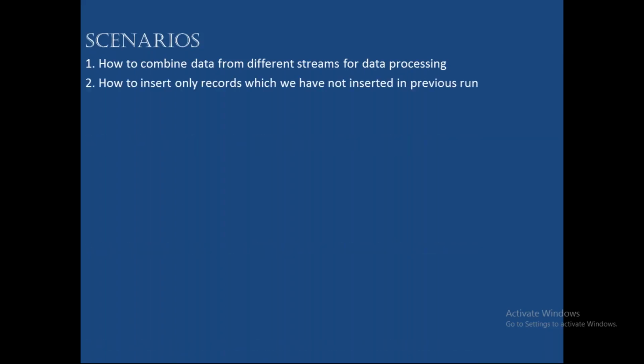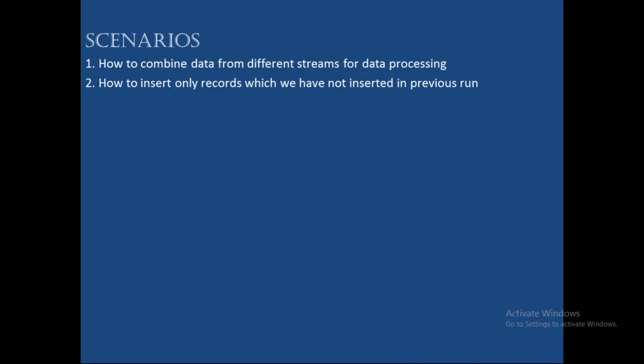Next, how to insert only records which we have not inserted in the previous run. In the previous run I had 100 records, but I just inserted 40 records. I need to insert 60 more records this time. I don't have any clue. I don't have any primary key to identify which records I have copied. I don't have any timestamp.